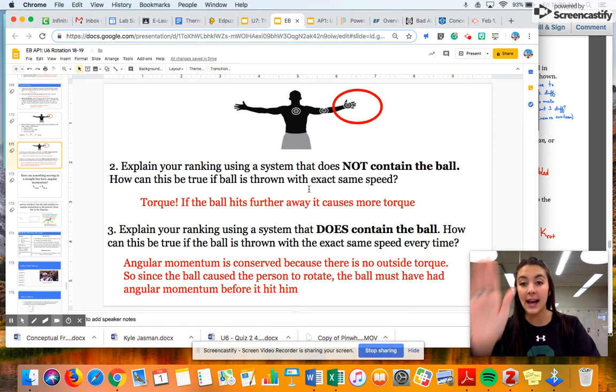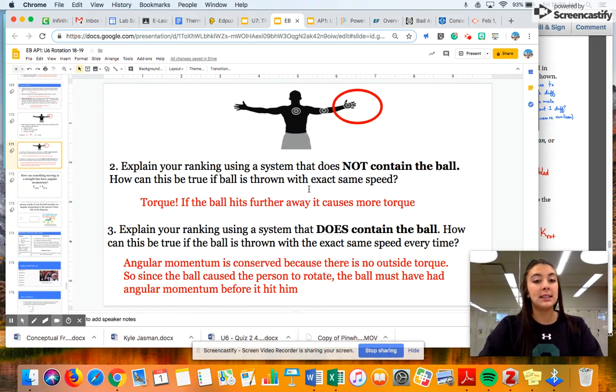If I threw the ball at the person, but the ball wasn't in the system, the question is, how can this ranking be true if the ball is thrown at the exact same speed at every single spot, right? Regardless if I throw it at the center, to the right, or all the way out to the right, how can one cause a larger angular velocity than the other? And because the ball is not in the system, we are giving an outside torque.